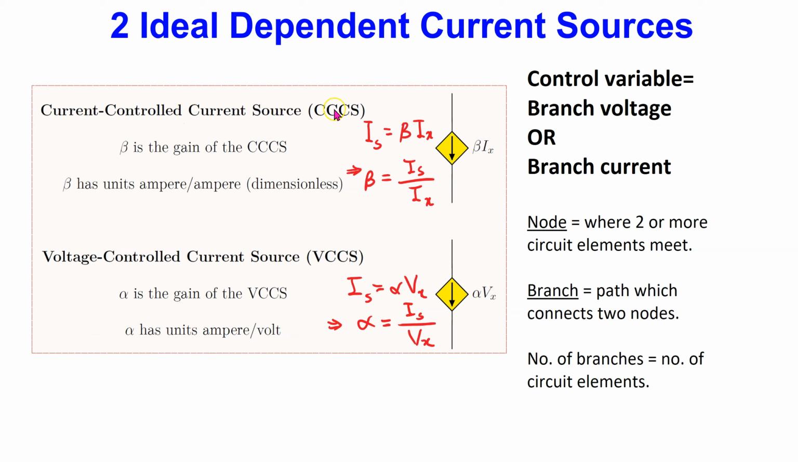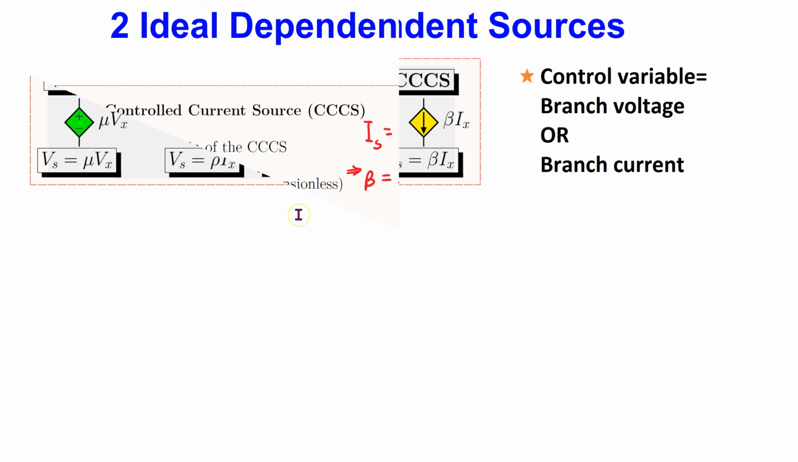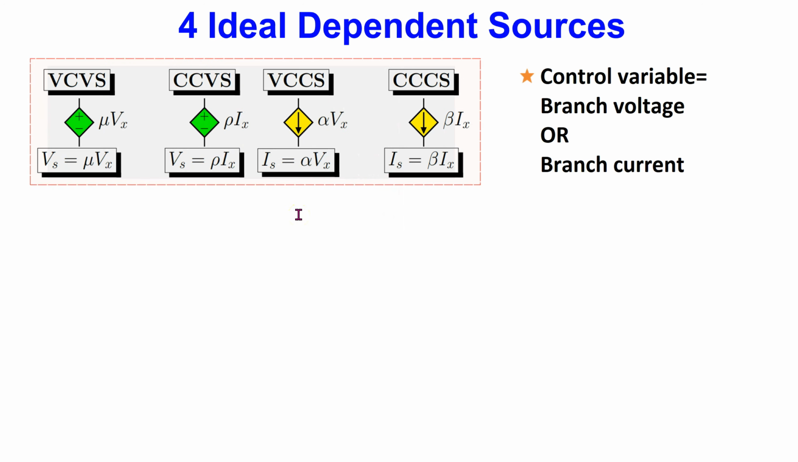Similarly, for a current-controlled current source, the multiplying factor beta is a ratio of two currents, so it's dimensionless. For a voltage-controlled current source, the multiplying factor alpha has units of amperes per volt. For the four ideal dependent sources, the controlling variables Ix and Vx are always branch current or branch voltage only.